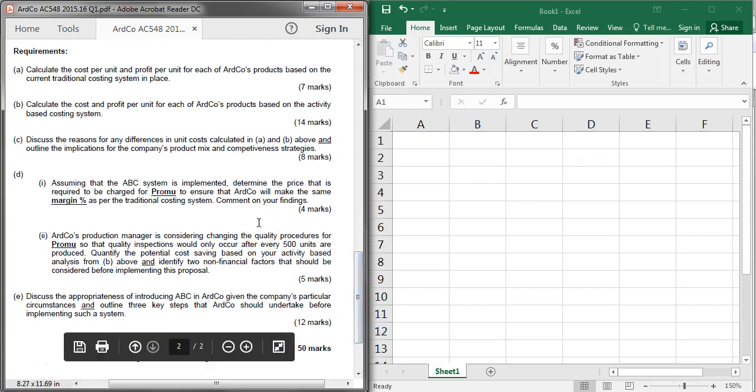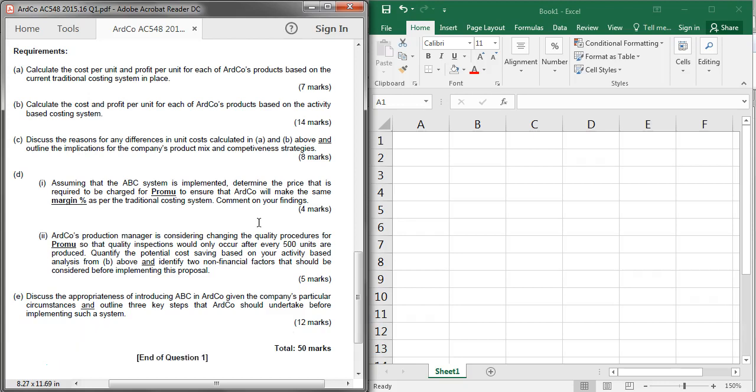Requirements will tell you what marks are going, so that'll give you a guide as to how long you can spend on each one, and you'll get a general idea what's expected in the question. So here we're asked for the cost and profit per unit, so you need to give both. That's the first thing I'll be highlighting, using the traditional costing system, and the same type of requirement using activity-based costing. And then part C is asking for a discussion of the reasons for the differences in A and B, and to outline implications for the business.